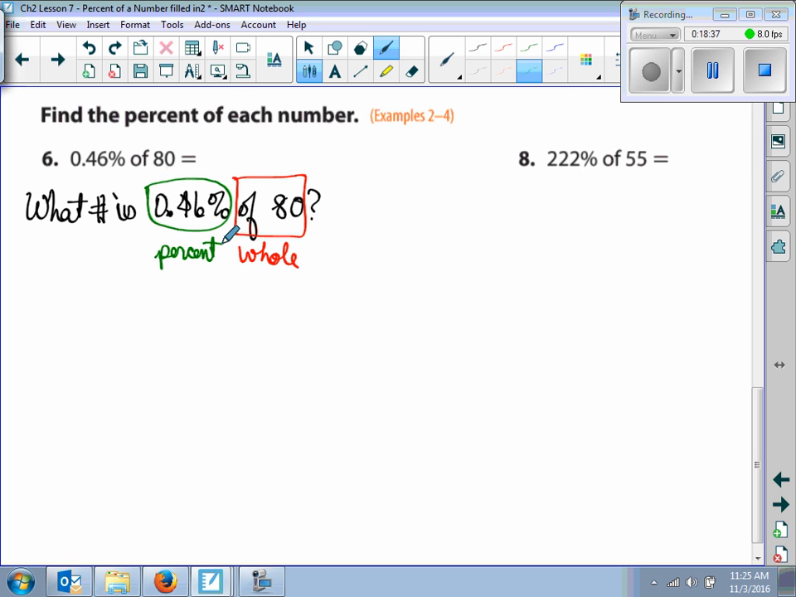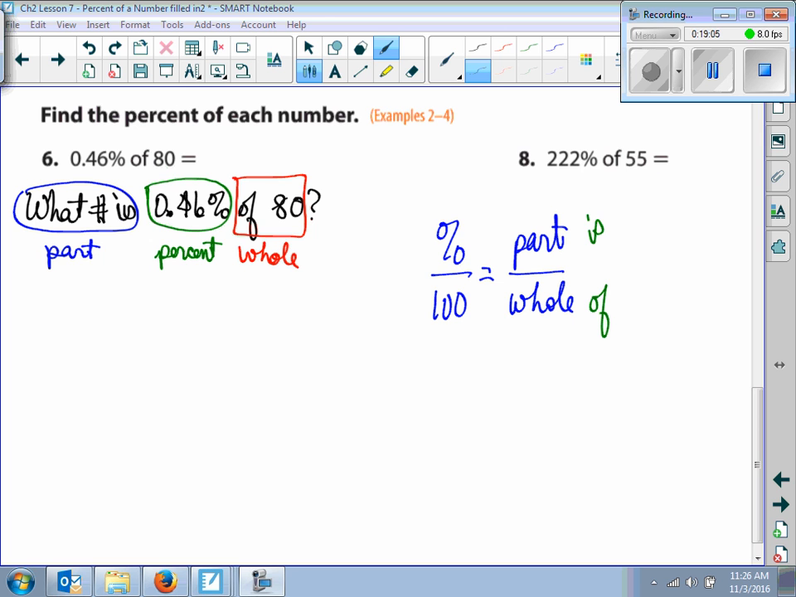Okay? And then what number is the part? Very good. So this is the part. Is everybody clear? Yes. When we're writing fractions, where does the part go? On the top or the bottom? On the top. And the whole goes on the bottom. Very good. So now we're going to set up our percent proportion.